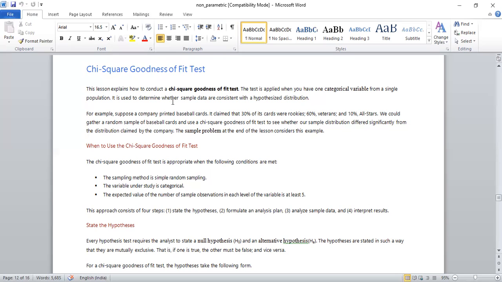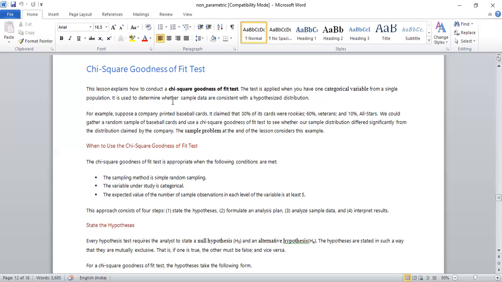For example, suppose a company printed baseball cards. It claimed that 30% of its cards were rookies, 60% veterans, and 10% all-stars. We could gather a random sample of baseball cards and use a chi-square goodness of fit test to see whether our sample distribution differed significantly from the distribution claimed by the company.